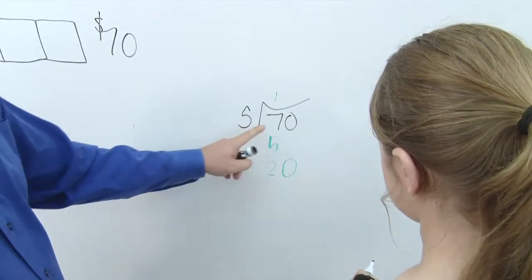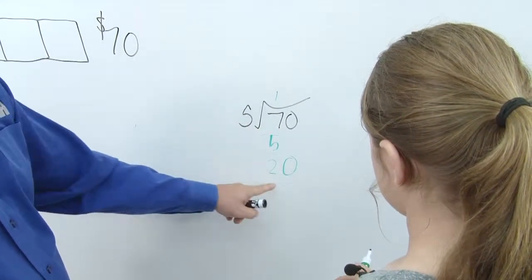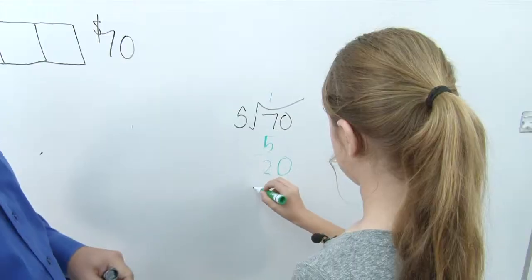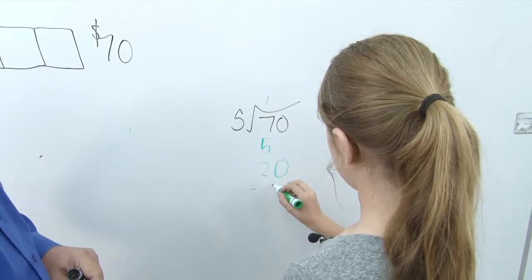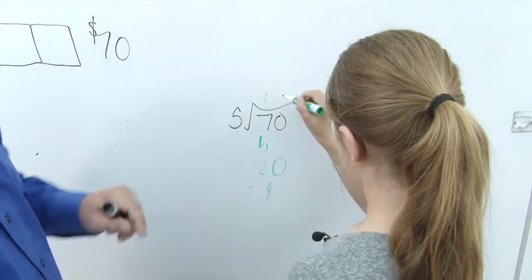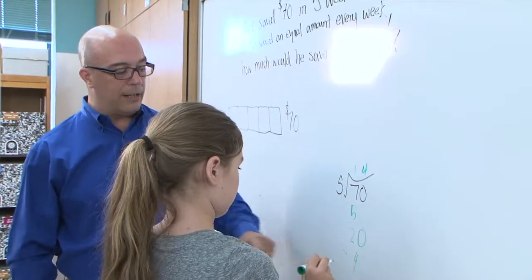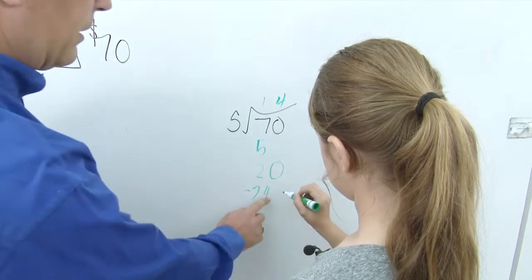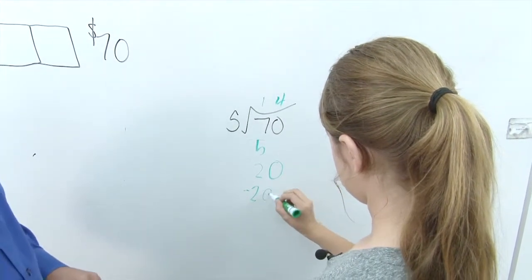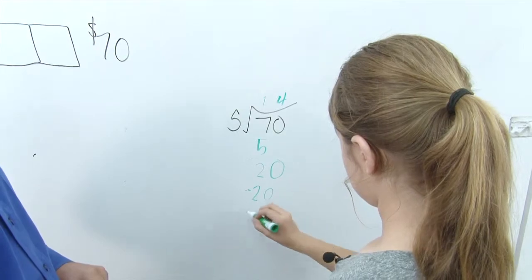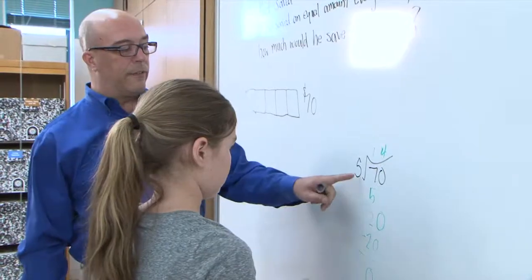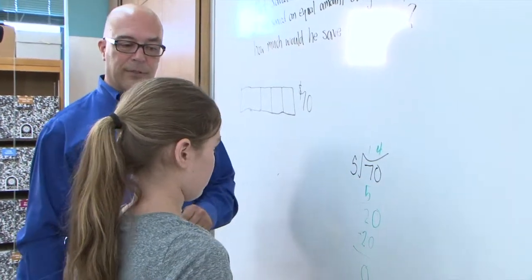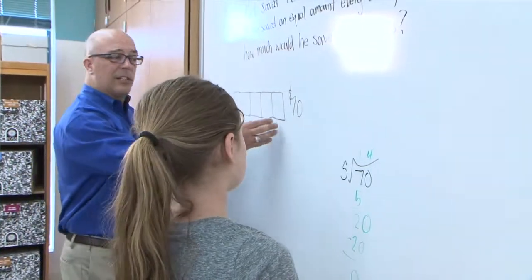So first we went 5 into 70. Now we're going to go 5 that goes into 20 4 times. So we'll put the 4 up there. There you go. Now we'll put the 20 down here. And what's left? 0. Okay. So 5 goes into 70 how many times? 14. Okay. So what I did is I just did a little drawing over here.